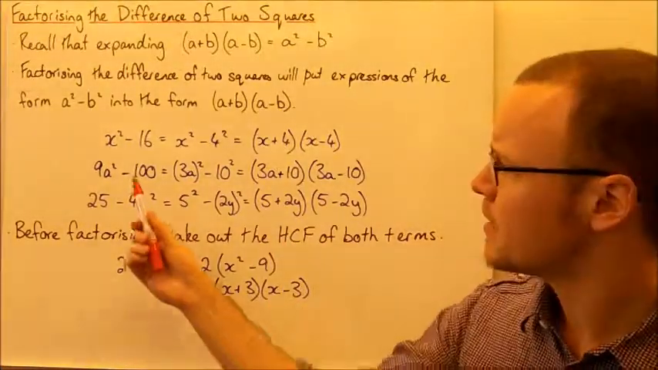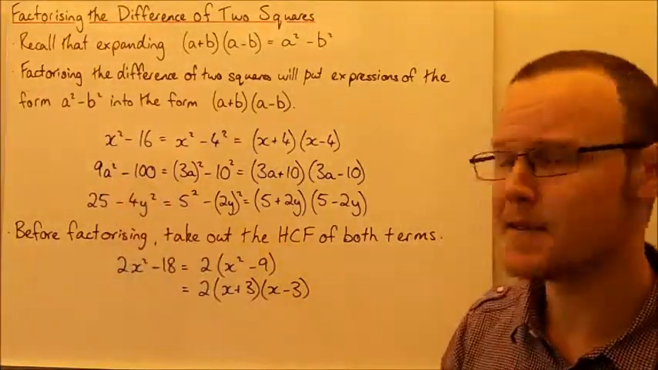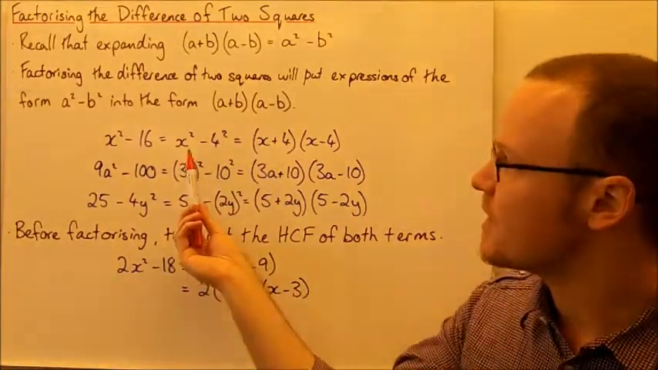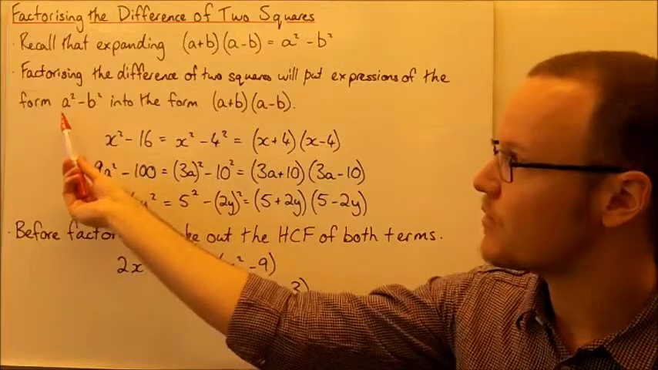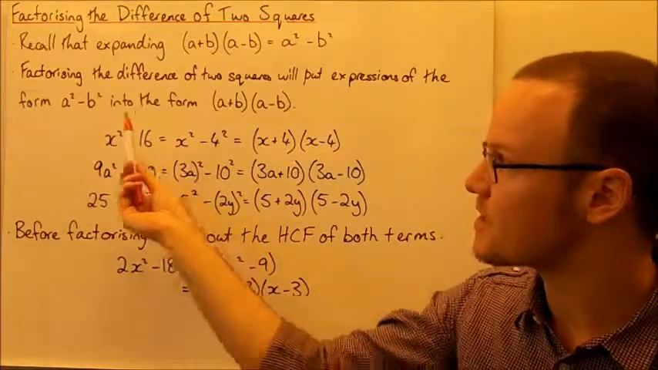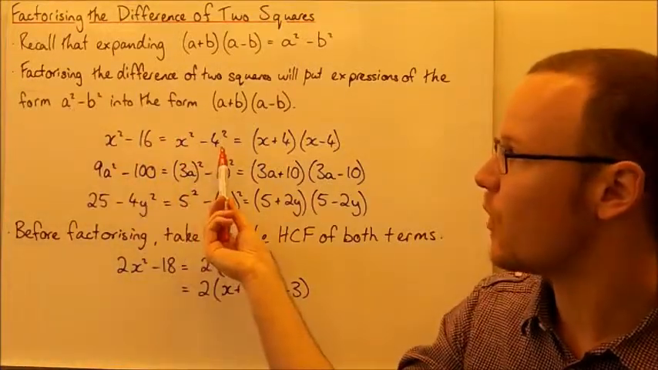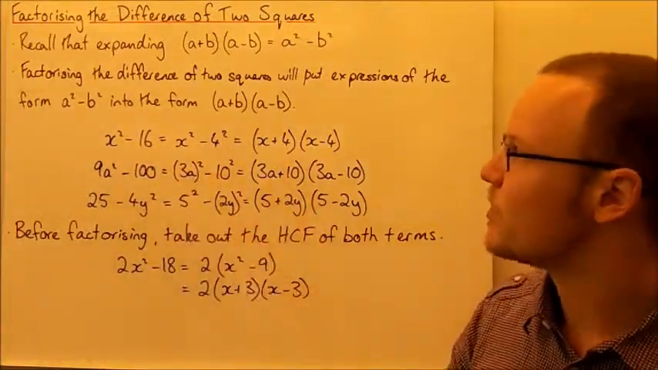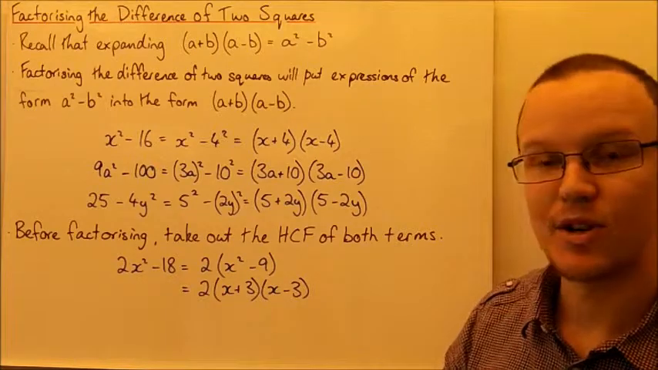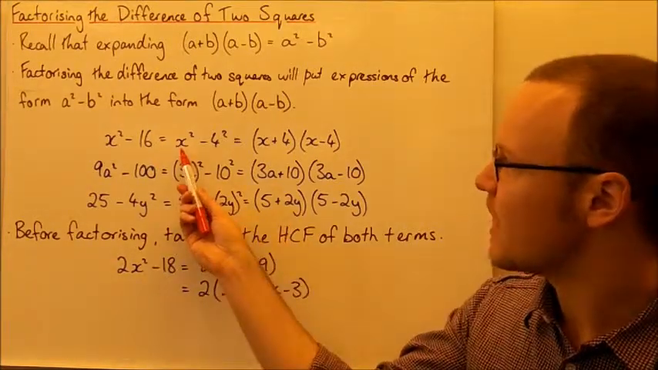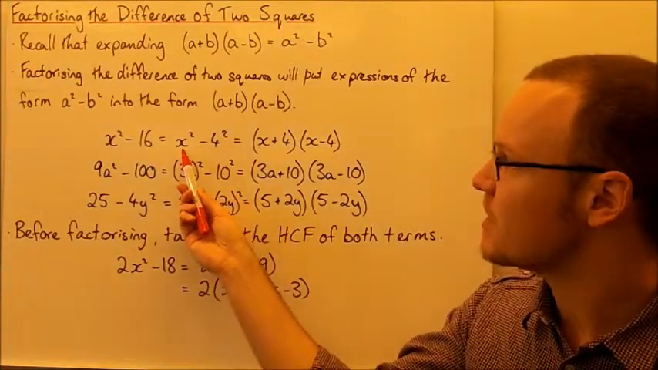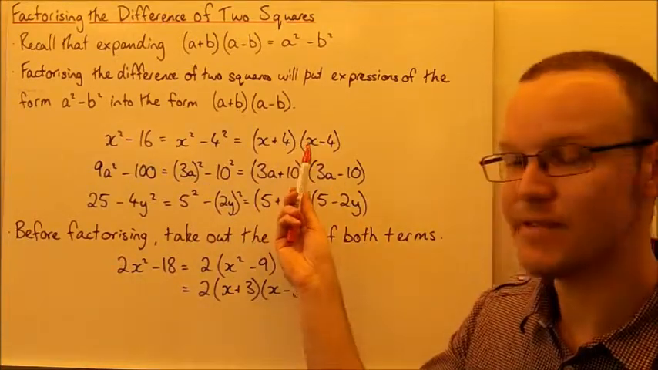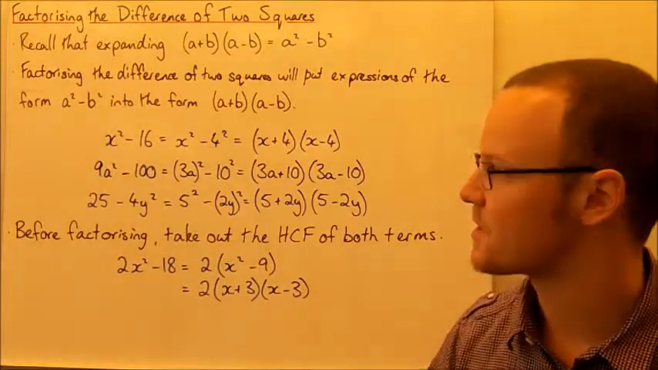So for example, if we've got here x squared minus 16, that's the same as x squared minus 4 squared. So for this form here, the x is going to be a and b is going to be 4. So if we're putting this into the form a plus b times a minus b, this is going to be a and this is going to be b. So this is going to be x plus 4 times x minus 4, and that will be the factorised form of x squared minus 16.